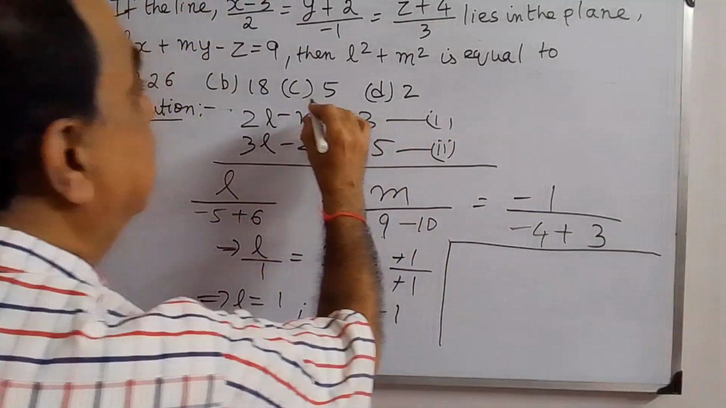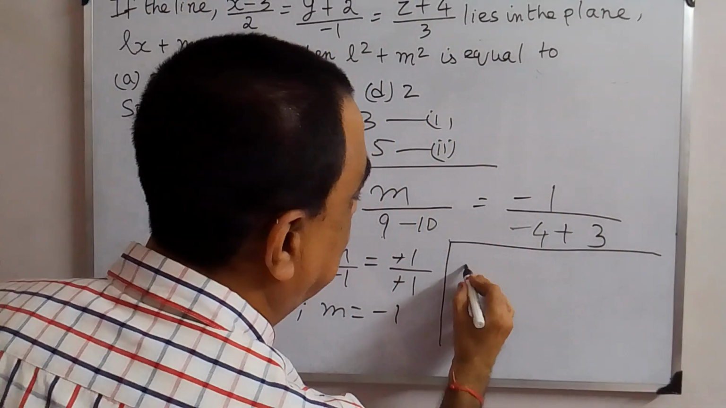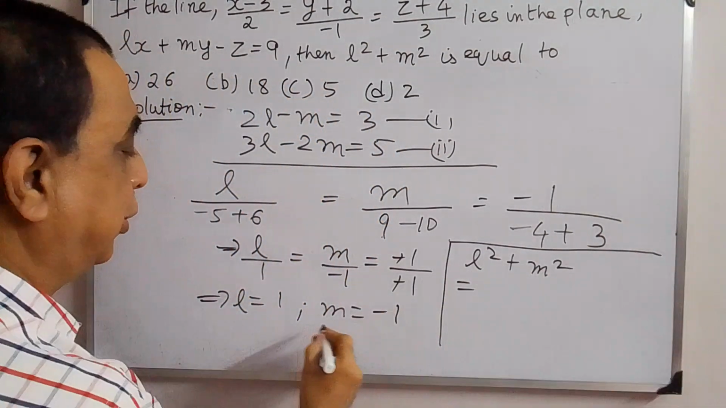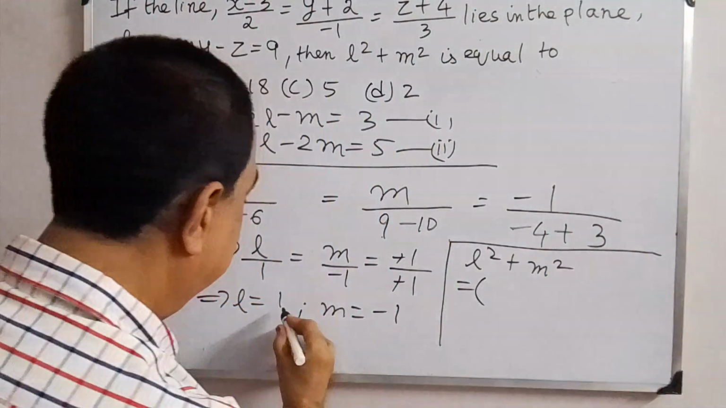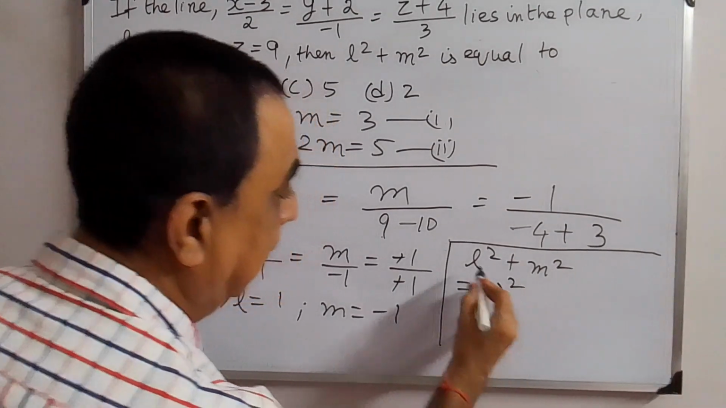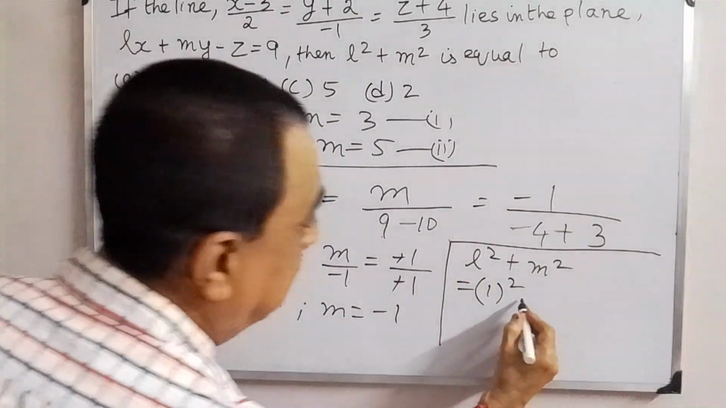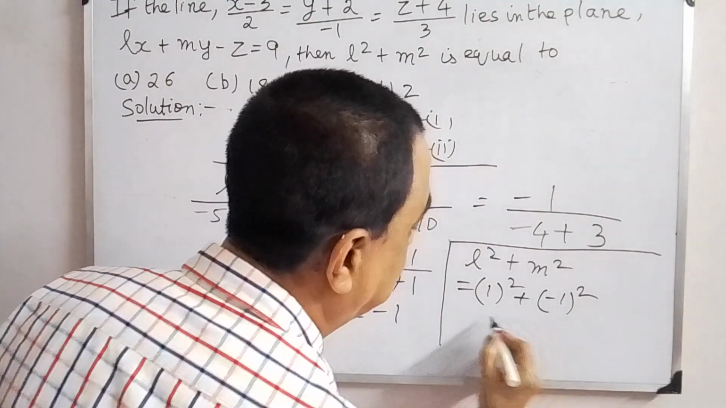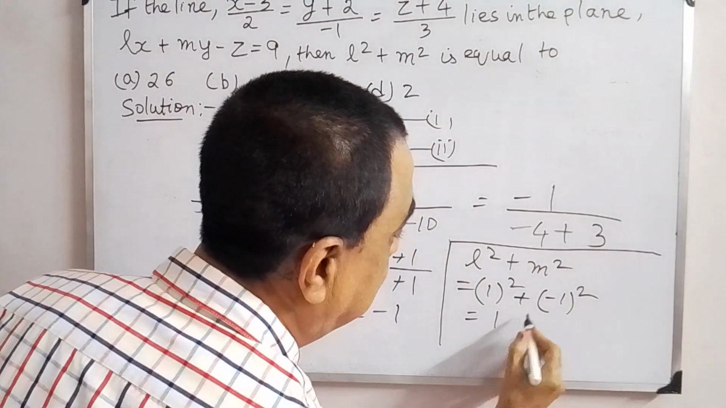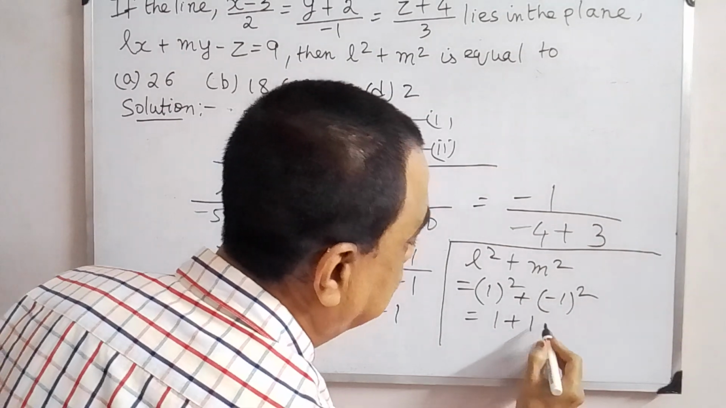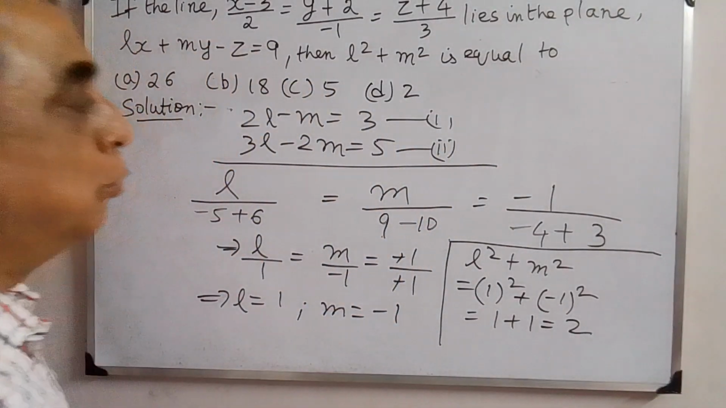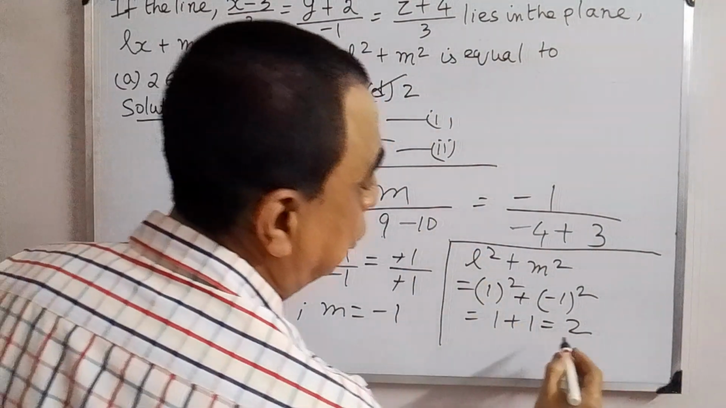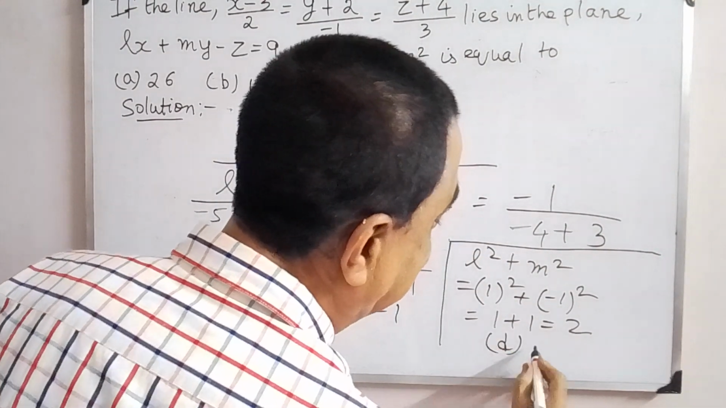Now we will find the value of L squared plus M squared, which is asked. Substituting, in place of L we write 1, because the L value we have got is 1, plus M, I will write minus 1, so minus 1 whole squared. That is 1 squared is 1, plus minus 1 squared is 1, which equals 2. Now check from the given options. D is saying 2, so the answer is D.